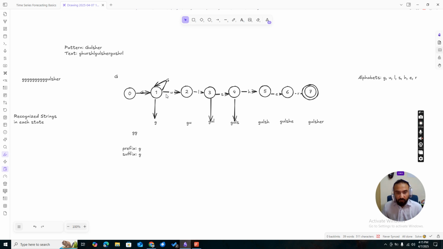Now we have studied the possibility for G, but there are other alphabets as well. What if one G has occurred, but instead of the other G we have other possibilities? Let me list down the possibilities first. U is the correct one, so if U occurs, it will transit to the second state. But if G occurs, it will loop back to itself. But if instead of G we have L, S, H, E, R, then what will happen?